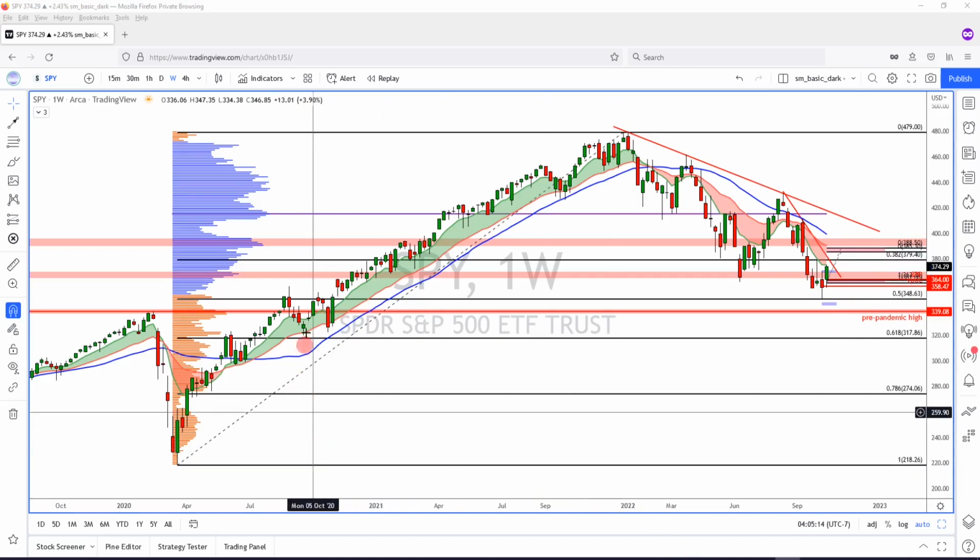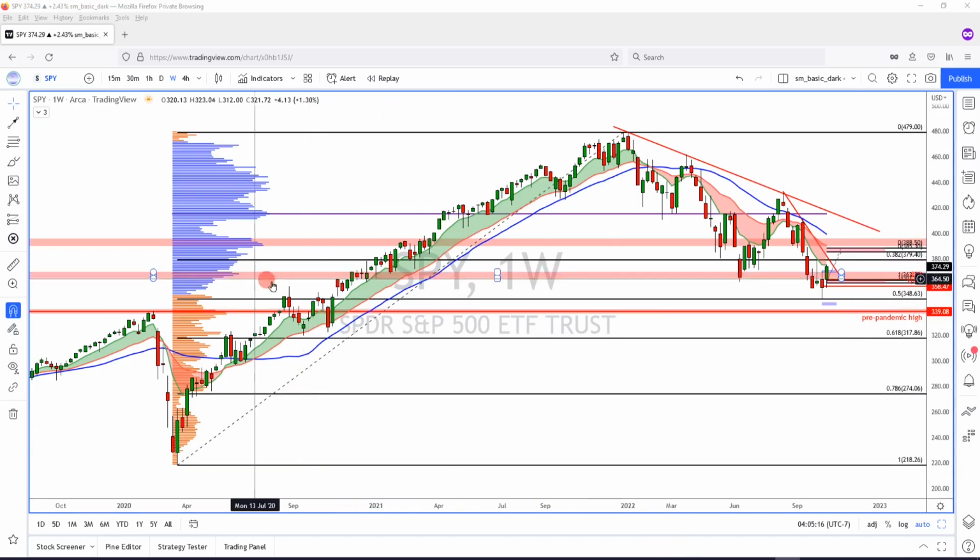I want to highlight a couple of the zones here. Here's one of the zones. Okay, and then there's another upper zone here. So those are the zones to keep an eye on.